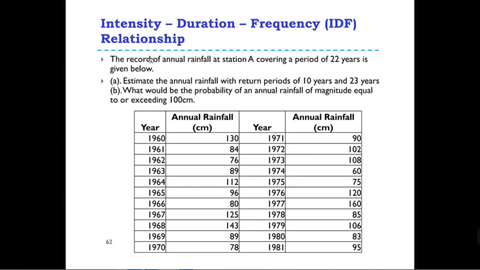Here, the record of annual rainfall covering a period of 22 years is given below. Estimate the annual rainfall with a return period of 10 years and 23 years. What would be the probability of an annual rainfall magnitude equal to or exceeding 100 centimeters? Whatever they ask, they want to estimate the annual rainfall with a return period of 10 years.